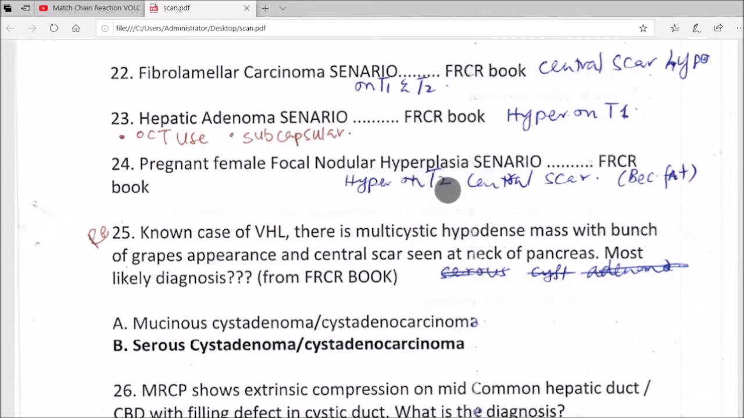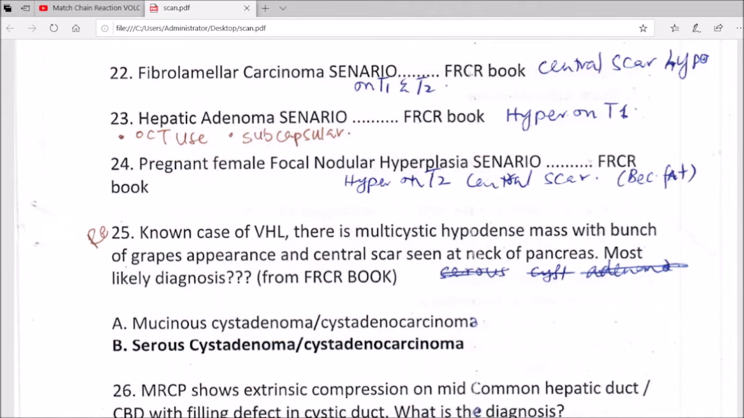24. Pregnant female, focal nodular hyperplasia scenario from the book: hyper on T2 with a central scar because of fat. Focal nodular hyperplasia is hyper on T2 with a central scar.